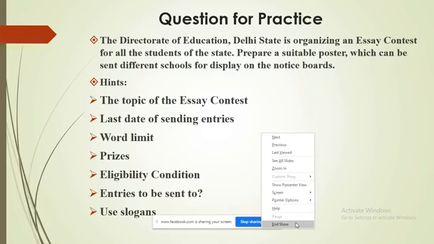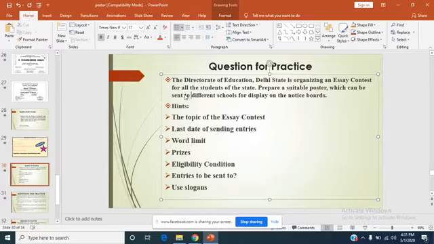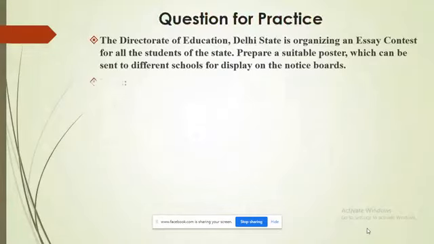You may use these hints to write your poster. So I am giving you some time just to note it down, and later on this presentation will be available on YouTube. So from there you can also access this. Okay, no doubt.